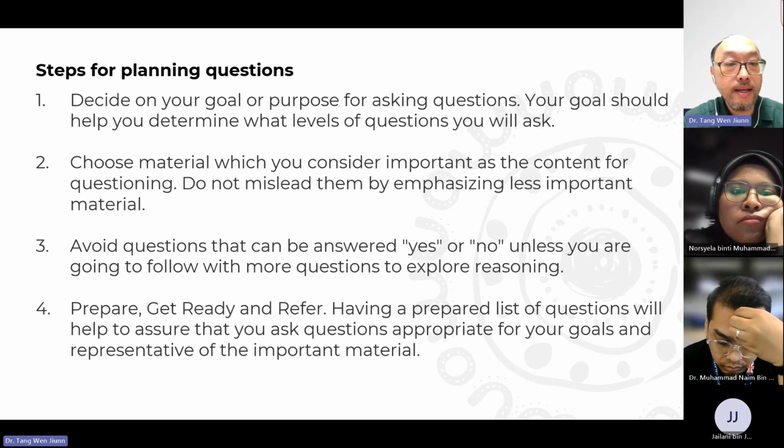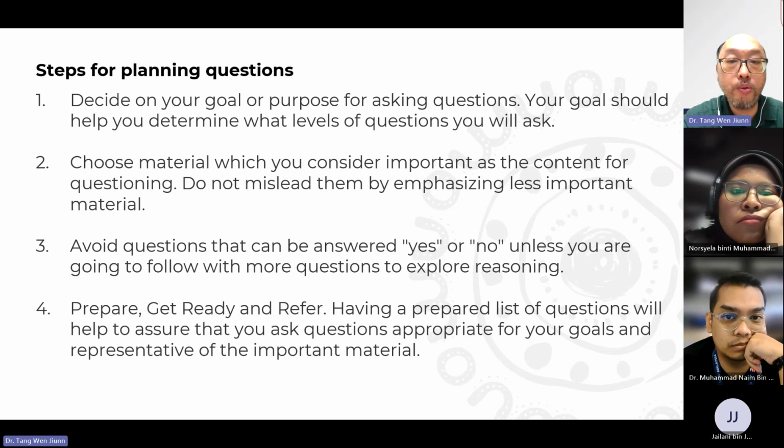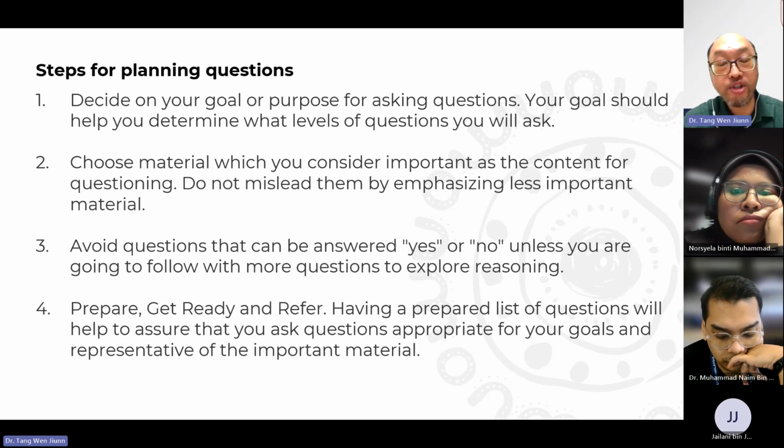The fourth here: prepare, get ready, and refer. Basically, this is more about planning out your questions in advance. You plan out your questions in advance. In other words, it's like a question bank.